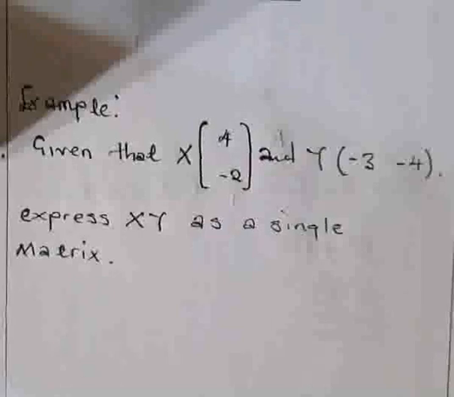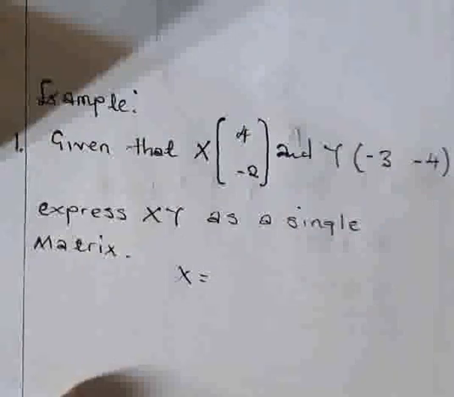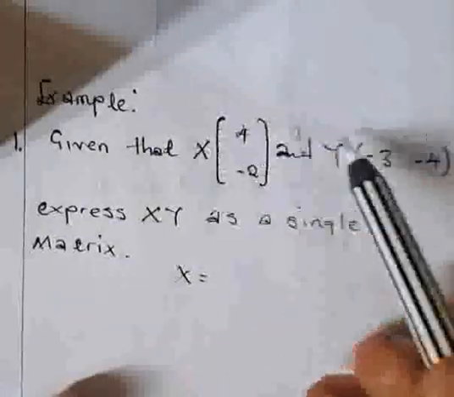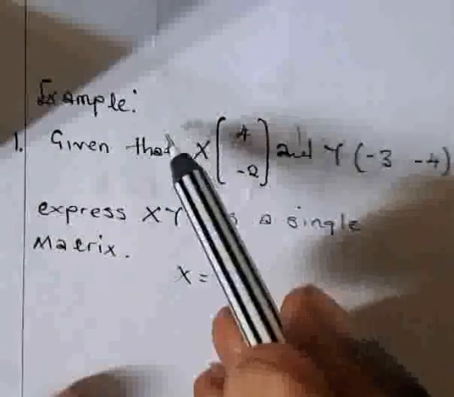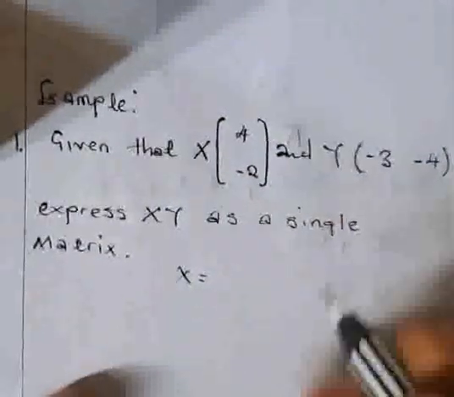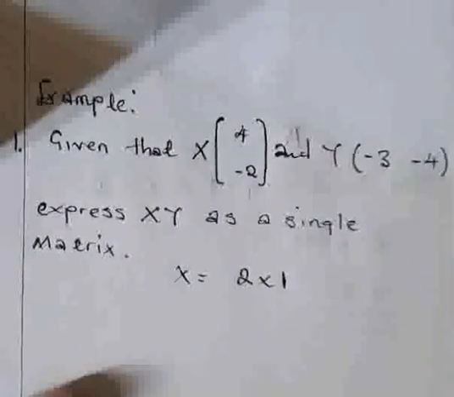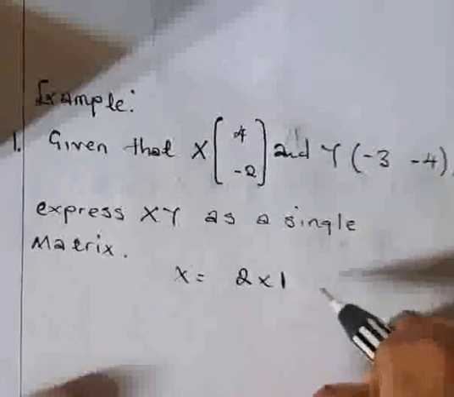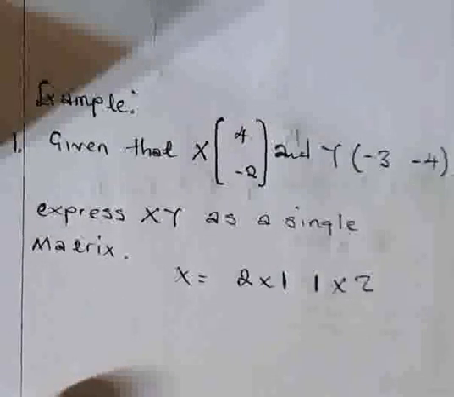First of all, take the orders of each matrix. I have matrix X. Matrix X, its order is what? Row by column, isn't it? So that is row 1, 2 by column 1. So that is 2 by 1. How about Y? Y, we have 1 by 2. So that's the order of these two matrices there.